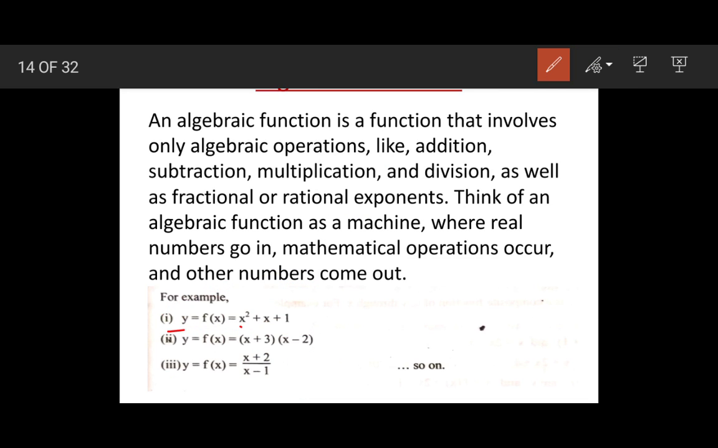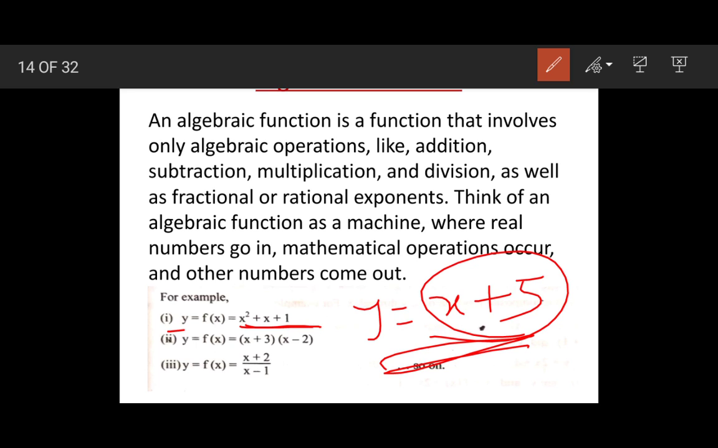So that is an example of an algebraic equation. If y is given as x square plus x plus 1, simple algebraic terms. Okay, so if y is equal to x plus 5, then this is known as an algebraic equation. Why? Because only algebraic terms are given.